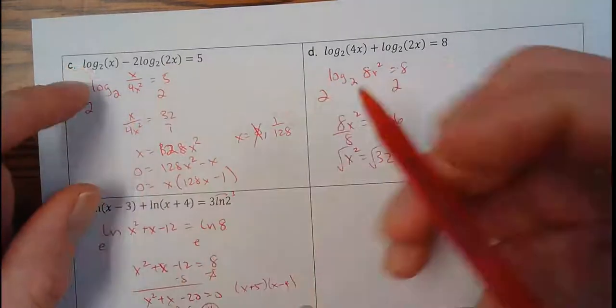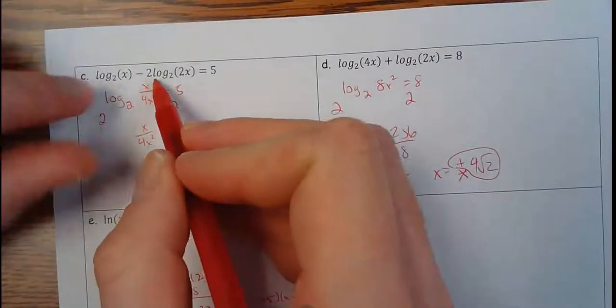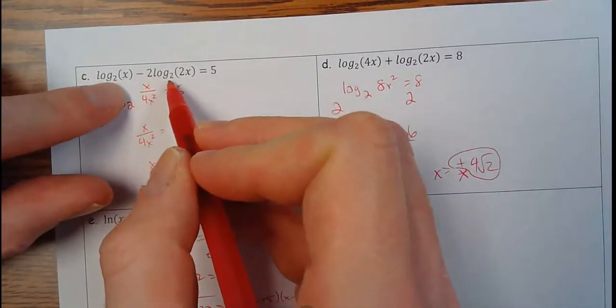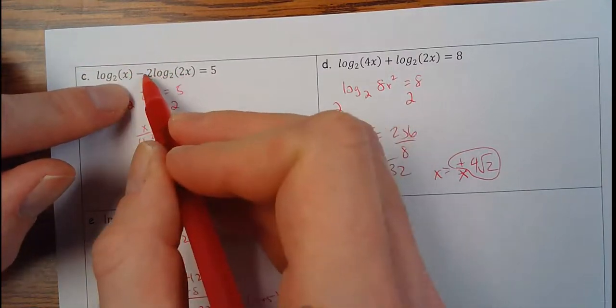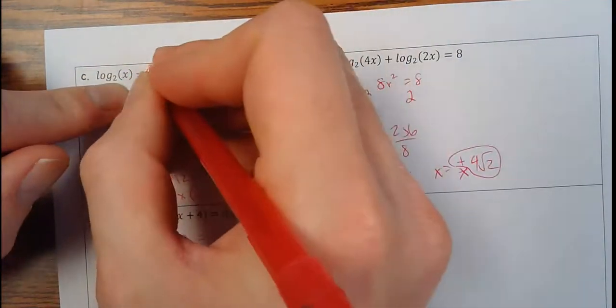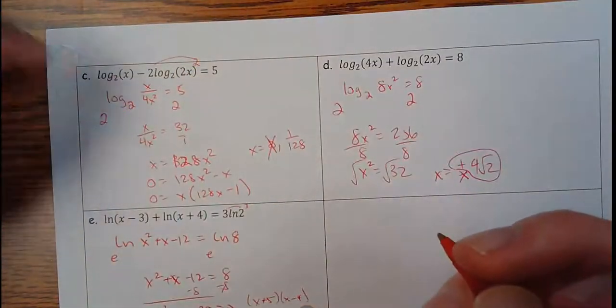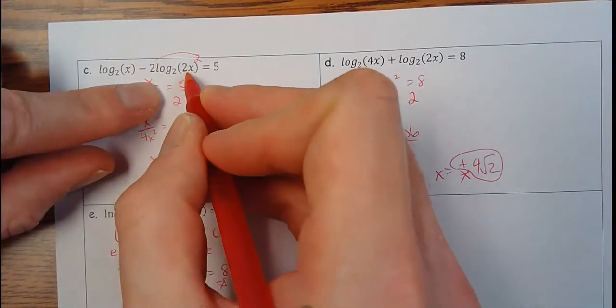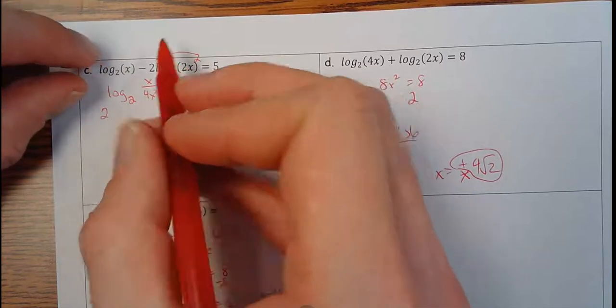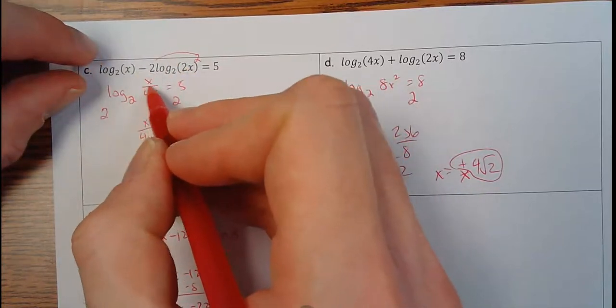Backside, more of the same idea. Here I got 2 logs. They both have a base 2, which means I can use my properties. This 2 I put up top first, so I'm condensing, put it as a 2x squared, which is actually 4x squared if you multiply it out. Division or subtraction means division.